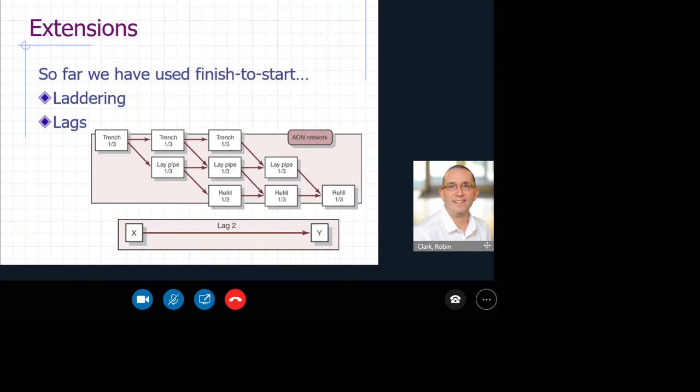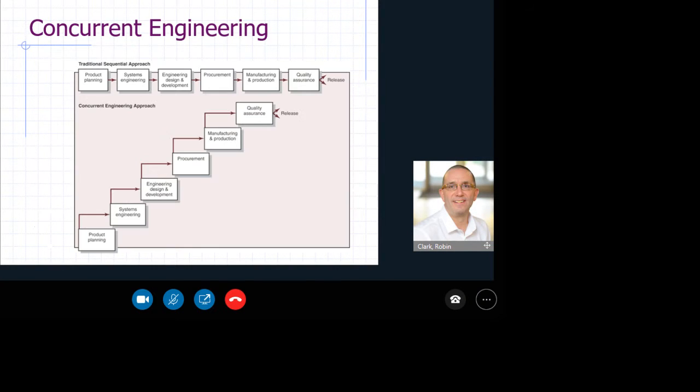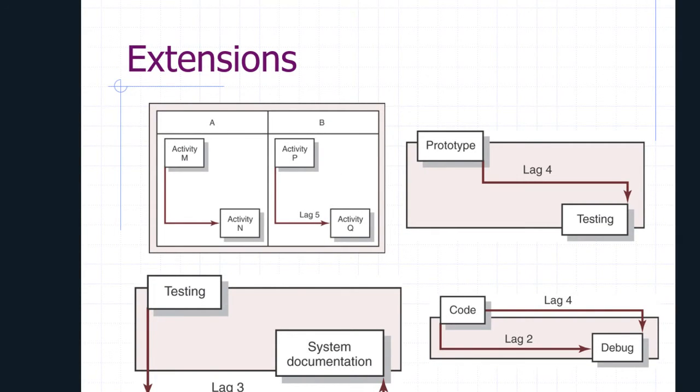What we saw there was a nice simple lag between activity X and activity Y. But you can have what we call a start-to-start lag, which is what we have in the top graphic, where we've got activity M and activity N. We call it a start-to-start lag because it comes out of the start of activity M into the start of activity N. We've then got the exact opposite next door to it, where we've got prototype and testing with a lag 4. We've got a finish to finish.